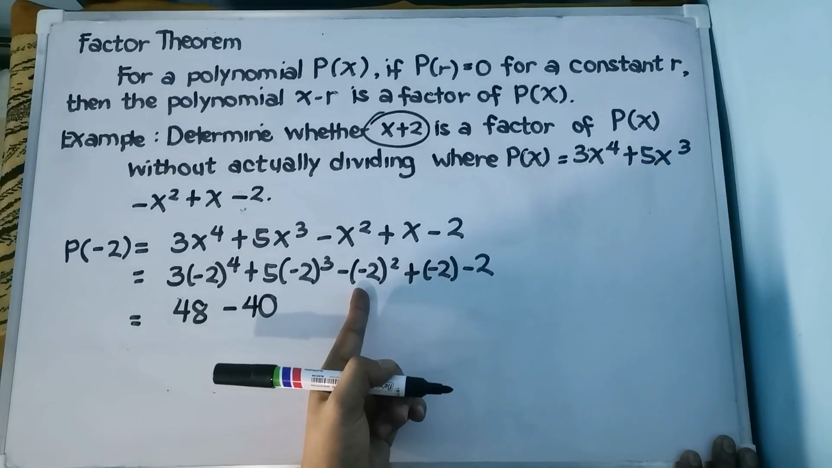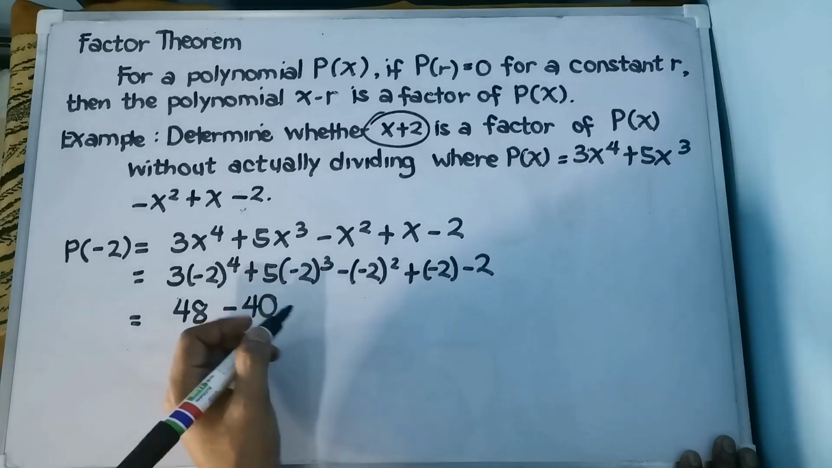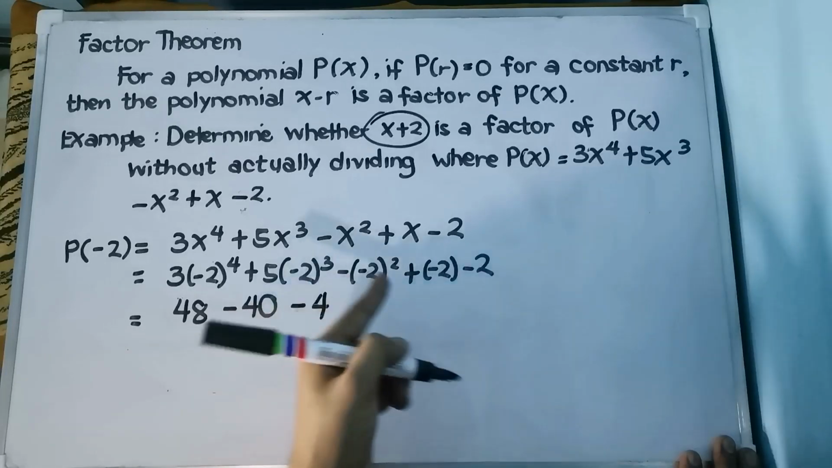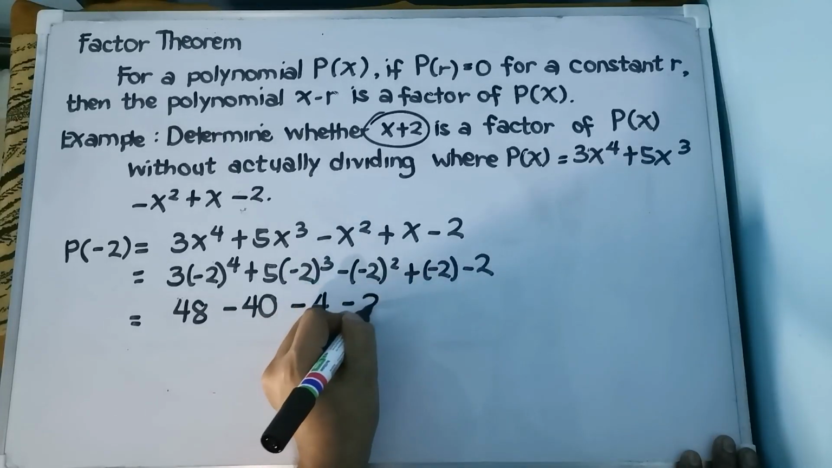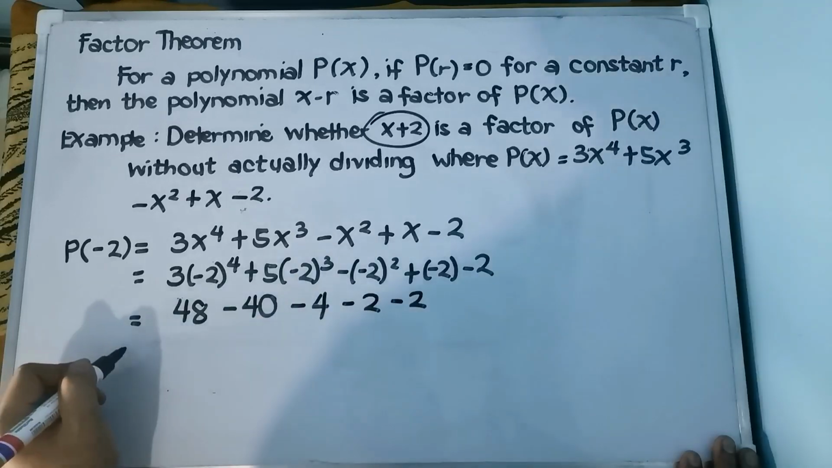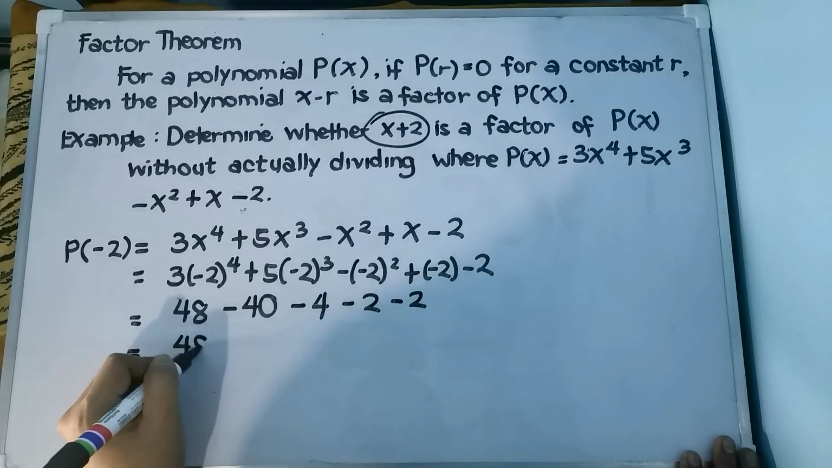Then, negative 2 squared. So, negative 2 squared is positive 4 times negative. So, we have here negative 4. Then, positive times negative is negative 2. Then, negative 2. Equals 48.